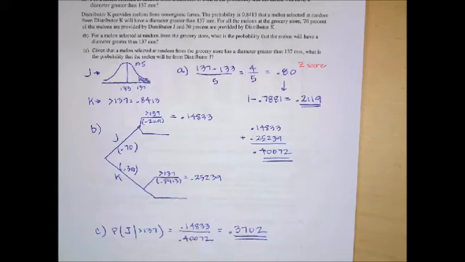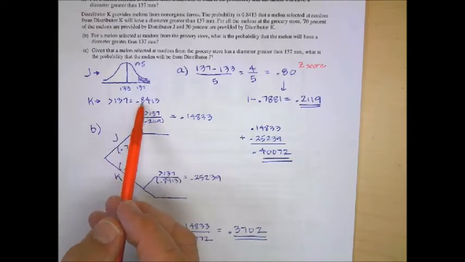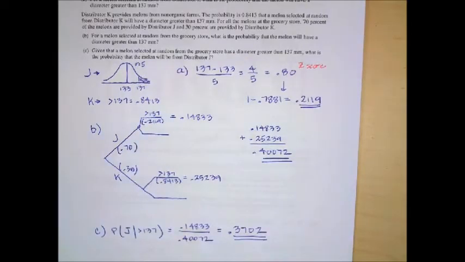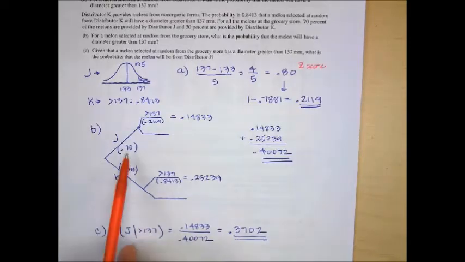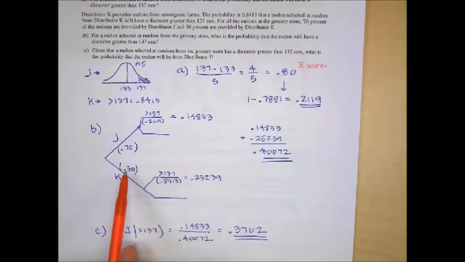Now, they also gave you information about watermelons from supplier K, which are non-organic. The probability that their melons are greater than 137 millimeters is 0.8413. Now, they didn't say anything about being normally distributed, but ultimately you don't need one. Because problem B is now perfectly set up for a tree diagram. It said 70% of the melons in the store are from supplier J, whereas 30% are from supplier K.